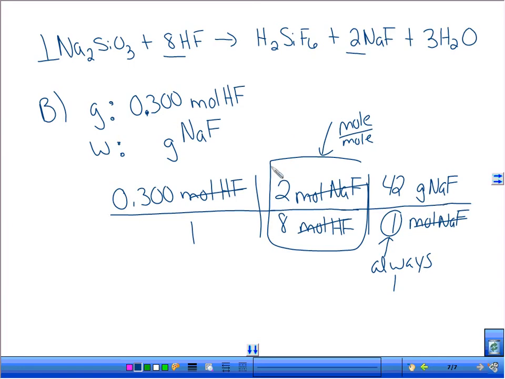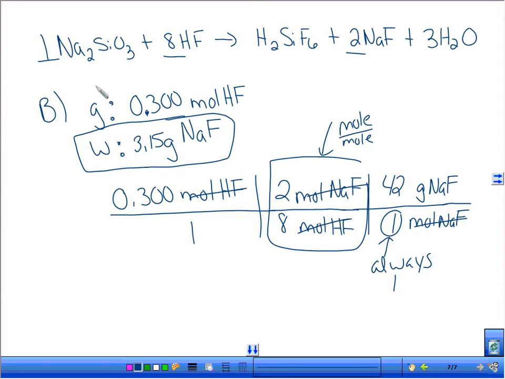So this is going to be the answer for it. It has 3 significant digits, 3.15. If you multiply across the top and then divide by your bottom, you're going to end up making 3.15 grams of sodium fluoride.